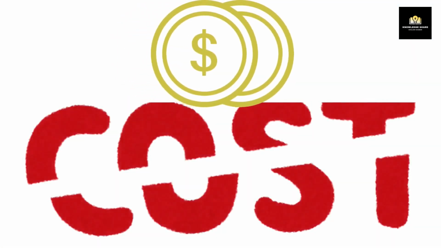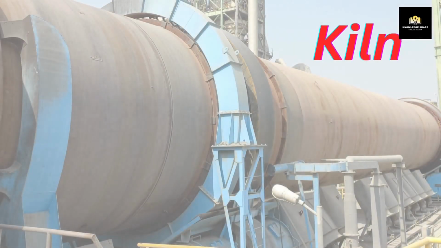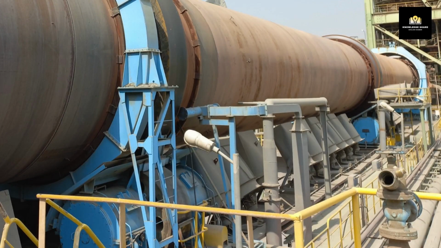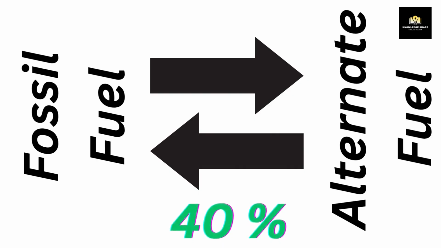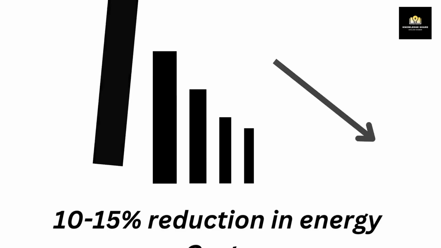The integration of alternative fuels such as biomass, industrial waste, and RDF into cement kilns is revolutionizing the industry. The use of alternative fuels in kiln can lead to up to 40% substitution of traditional fossil fuels, translating to a 10 to 15% reduction in energy costs.